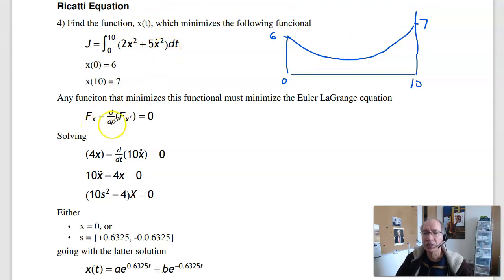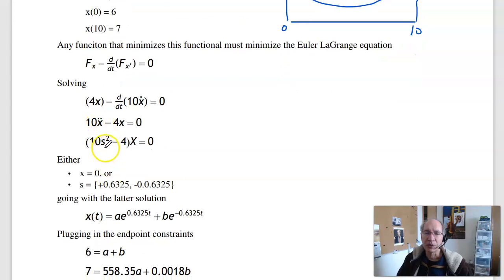Now, any solution has to satisfy the Euler-Lagrange equation. So taking the partial of f with respect to x gives you 4x. Taking the partial with respect to x dot gives you 10x dot. Now take the full derivative. Any solution has to satisfy this differential equation. I'm using the Laplace operator, where s means derivative. I get 10s squared minus 4 times x equals 0. So either x equals 0, which is the trivial solution, or s is plus or minus 0.6325.